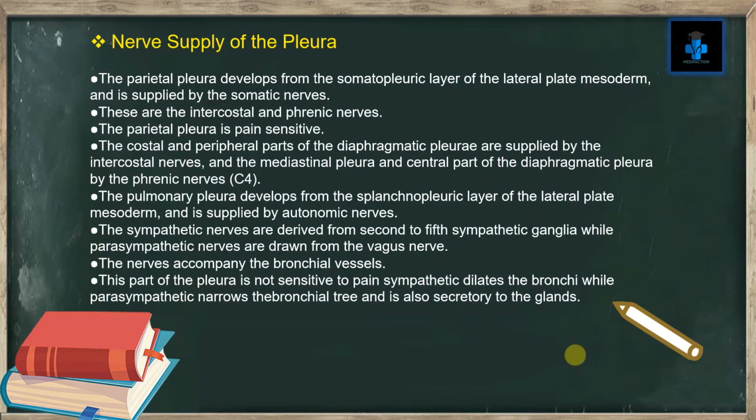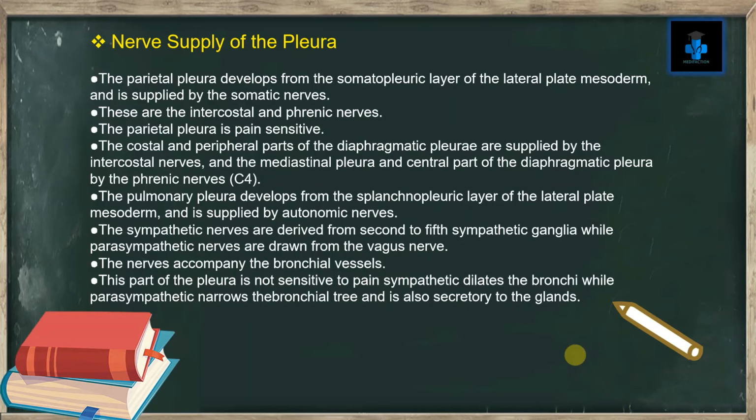The parietal pleura develops from the somatopleuric layer of the lateral plate mesoderm and is supplied by the somatic nerves. These are the intercostal and phrenic nerves. The parietal pleura is pain sensitive. The costal and peripheral parts of the diaphragmatic pleura are supplied by the intercostal nerves, and the mediastinal pleura and central part of the diaphragmatic pleura by phrenic nerves.